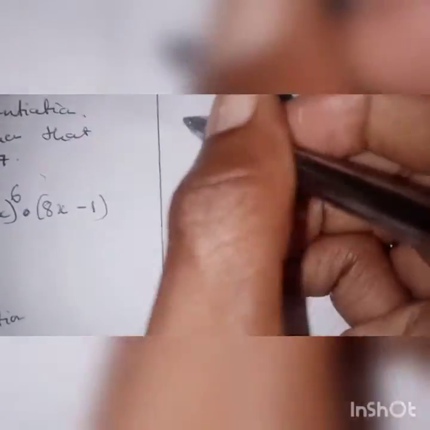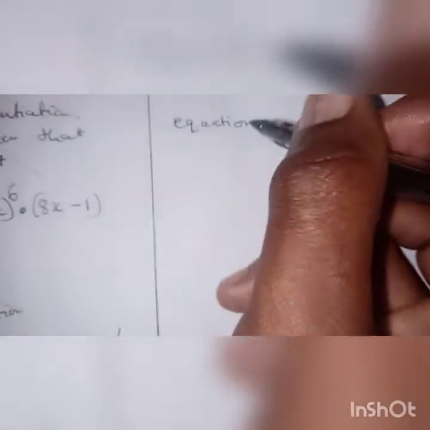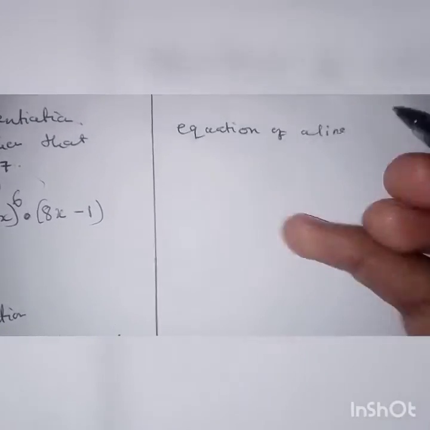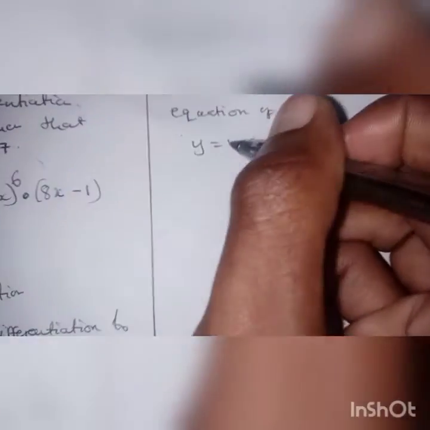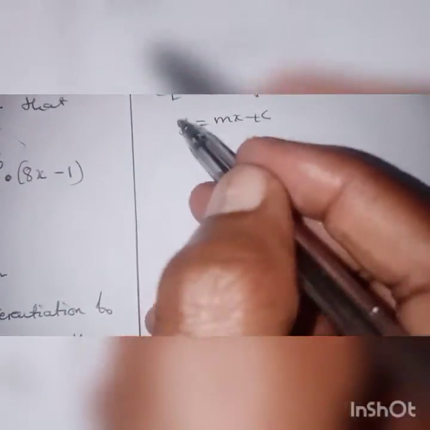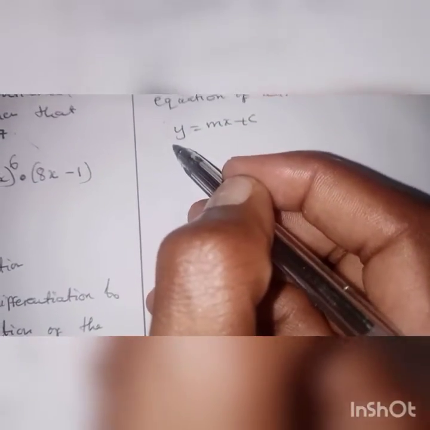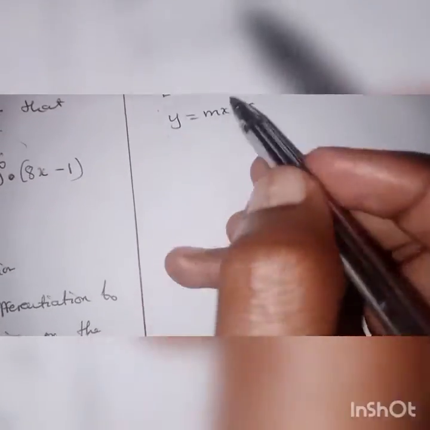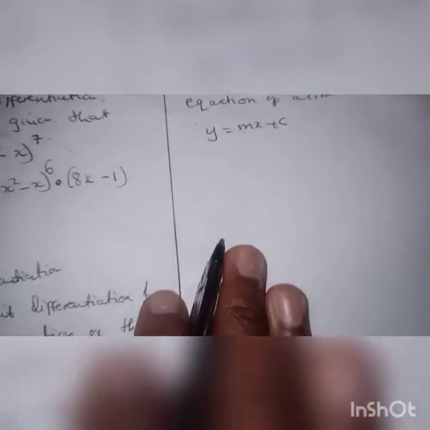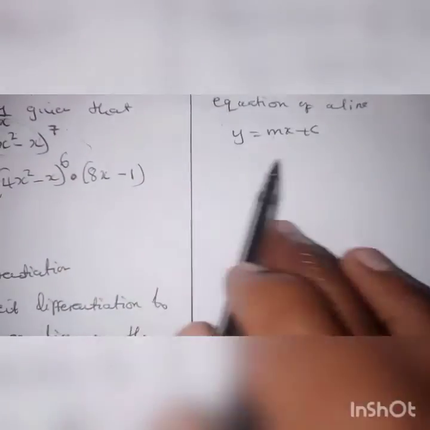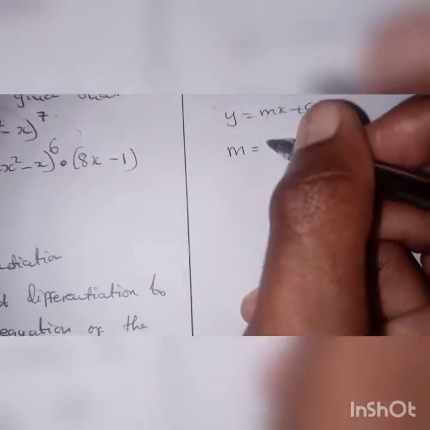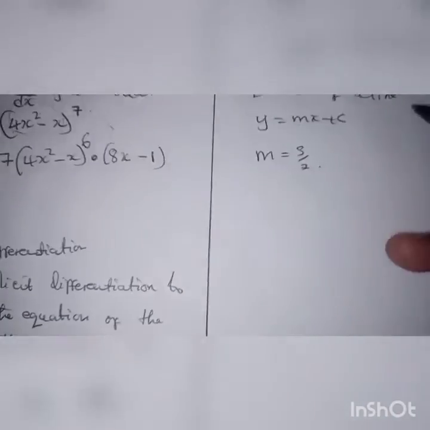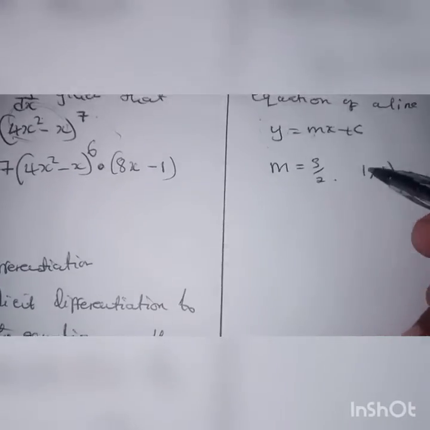And we know that the equation of a line is in the form y equals mx plus c, where c is the point where the line intersects the y-axis and m is the gradient. Now, how do we come up with the equation of a line? We have our m, which is the gradient, as 3 over 2. We have our first point, 1, 1.